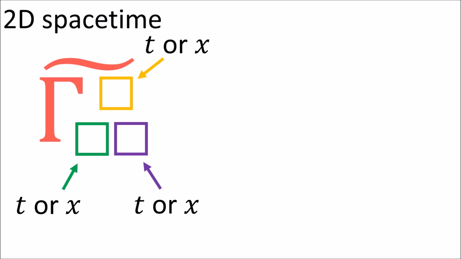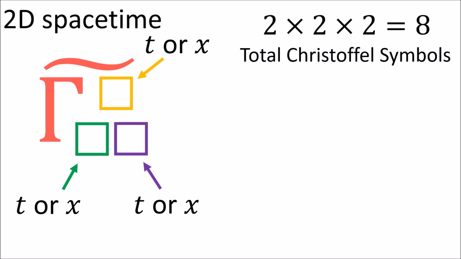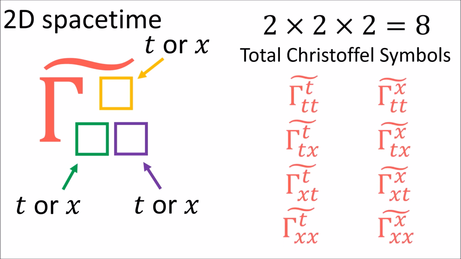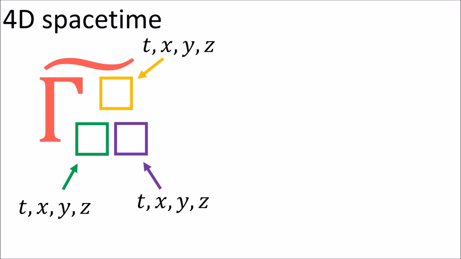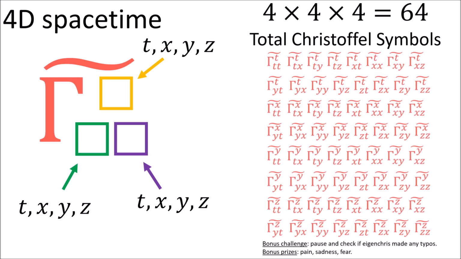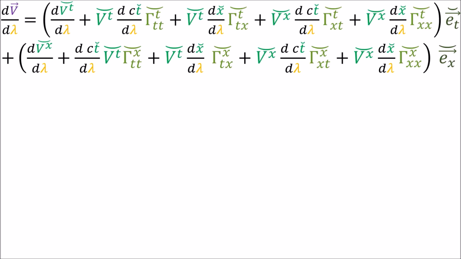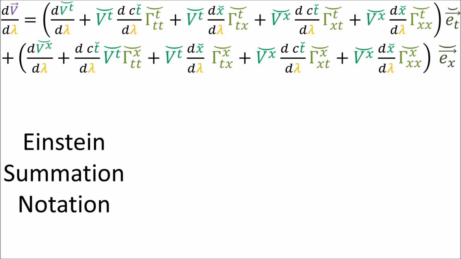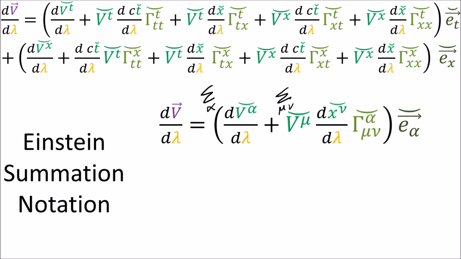Now, a couple more points before I finish. In this video, we simplified four-dimensional spacetime to only 2 dimensions, time and x. This meant that there were 2 times 2 times 2 equals 8 total Christoffel symbols. In the full 4-dimensional spacetime, any of these 3 Christoffel symbol indices can be t, x, y, or z. So there are actually 4 times 4 times 4 equals 64 Christoffel symbols in total. It becomes ridiculous to write them all out individually, so in a later video I will show how to use summation notation to make these formulas more compact.